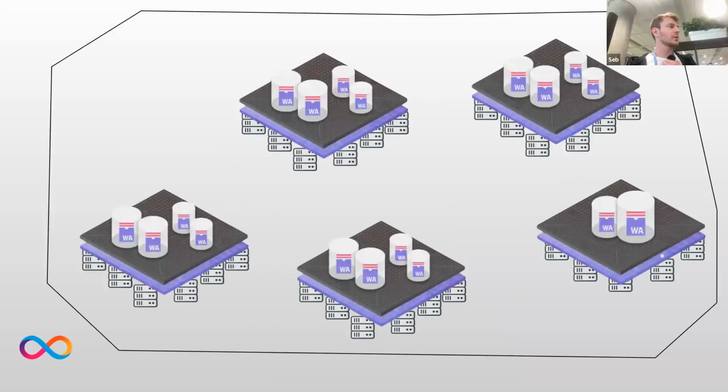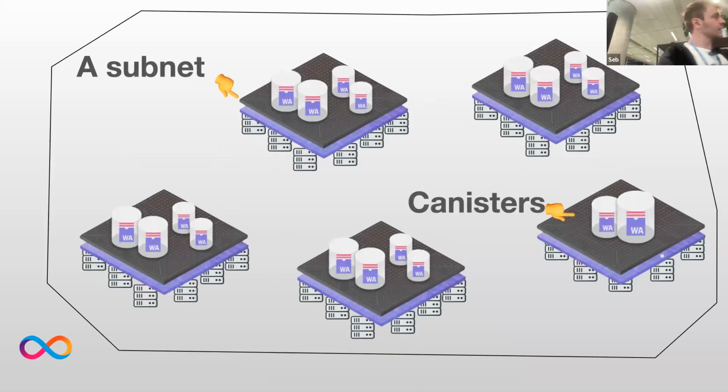How is the network structured? The network is divided into subnets. Essentially, you have multiple nodes that collaborate to run one subnet. And then each application is deployed in one subnet. Think of a subnet as an island of consensus. All the canisters in one subnet are replicated across multiple nodes. And whenever you do an update, or modify the state of a canister, you modify the state in all the nodes, and then they come to an agreement through a consensus.